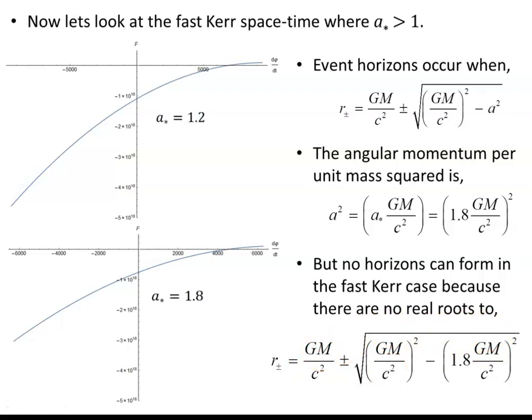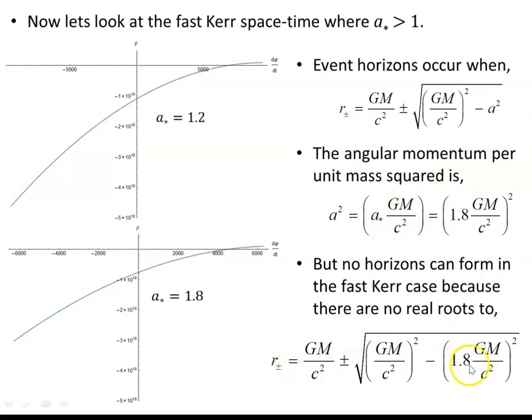So as I showed two videos ago, I think it was, the second last video prior to this one, no roots form, and so no event horizons form, and what you have is a naked singularity. Oops, I feel bad about that. There should be a square there. My apologies.